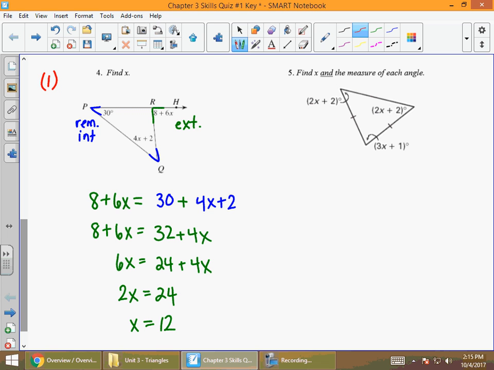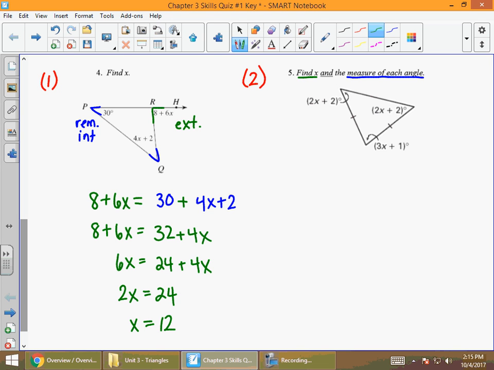And then number 5 was worth 2 points. And it was very similar to a problem that we saw earlier. You got a point for finding x. And then you got 1 total point for finding the measure of each angle. And I did a third, a third, and a third.